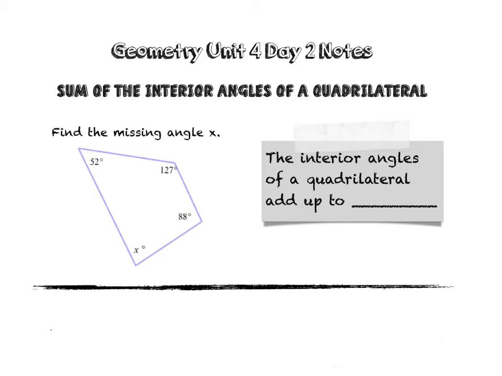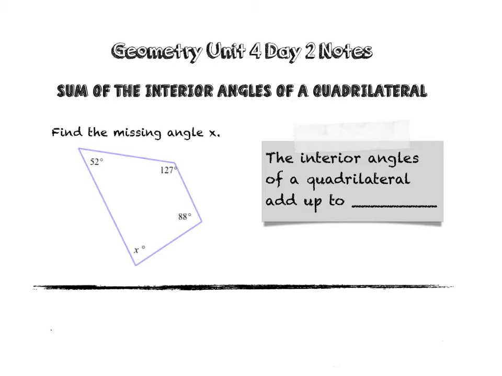We're gonna go right into Unit 4, Day 2 notes. And after this, I'm pretty sure there's only maybe one more day of notes. This might be the last day of notes for Unit 4, and then you're pretty much done with geometry, so it's gonna be really easy from here on out. So take your time. All right, so the first one is finding a missing angle in a quadrilateral.